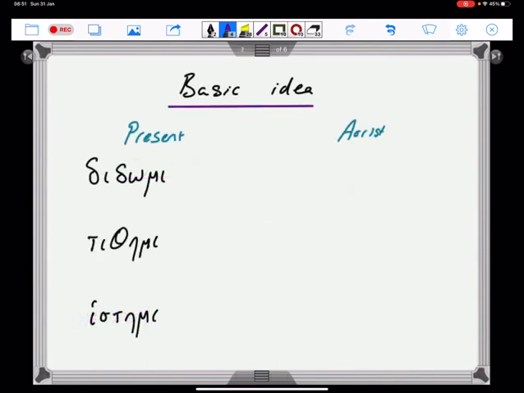Basic idea. You have these verbs, and a good set to use is didomi, tithemi, and histemi. The aorist of these have a different stem. It's called by Duff the verbal stem. And the stem is do, the, and sta. You'll notice that you've got a shorter vowel than in the present, and the present has a reduplication, which is a little bit awkward in histemi, but it is there.